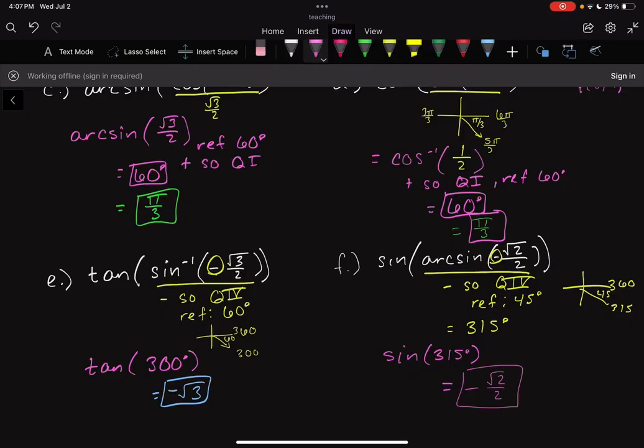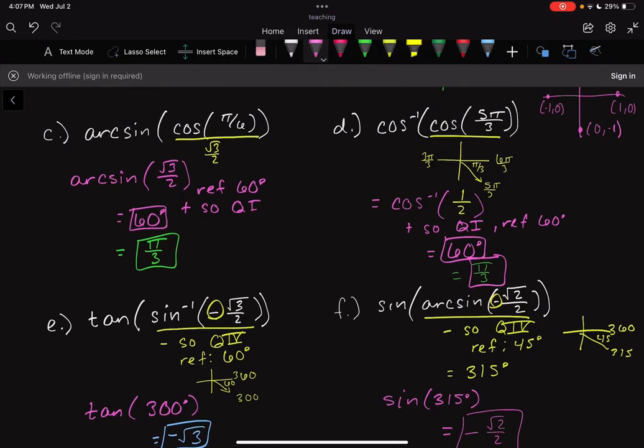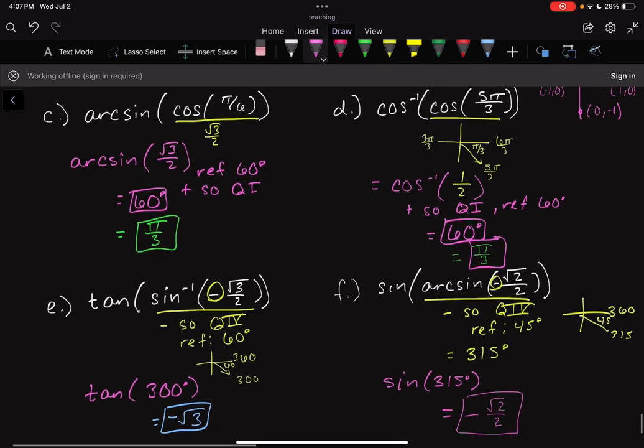And it's negative in quadrant 4, reference of 45, so negative root 2 over 2. Technically they cancel out, but I would just be careful doing that because, you know, part D had cosine and cosine inverse, but they didn't cancel out and end up as the inside angle. So just be careful. I don't recommend ever trying to cancel out. I always recommend working your way, starting on the inside, working your way out.